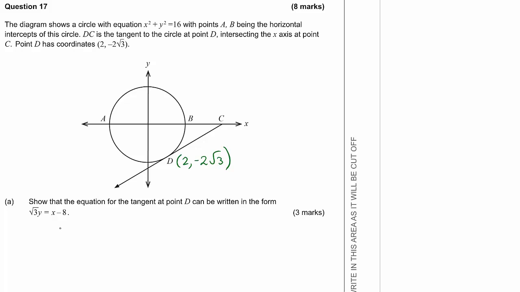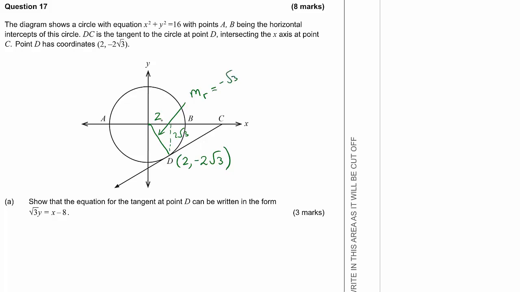I suppose there's a few ways we could go about this. To find the gradient, we could differentiate, but I think what's possibly easier is to just think about this line here, which would be 2 across and 2√3 down. And so the gradient for this line here, the gradient of the radius, would be -√3.